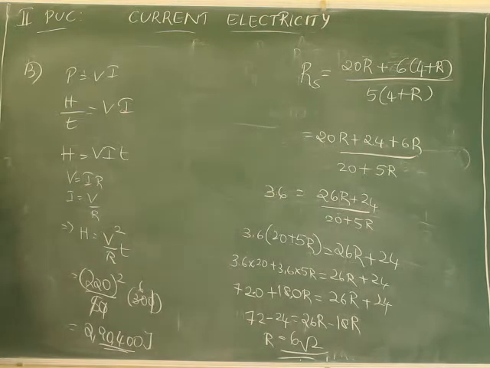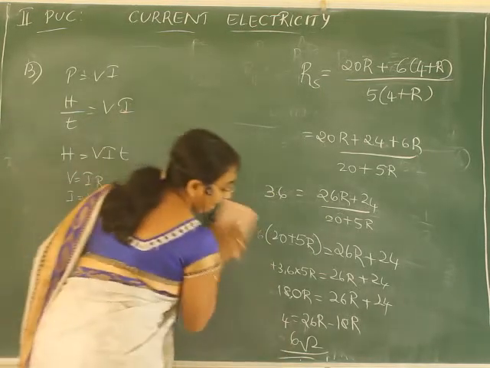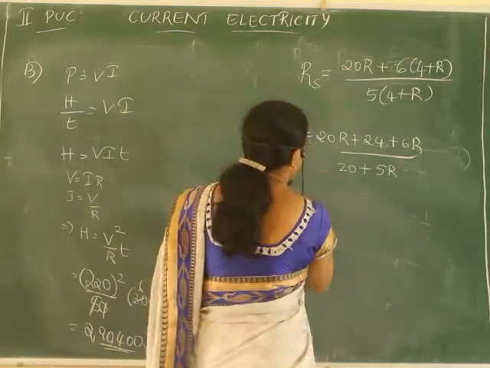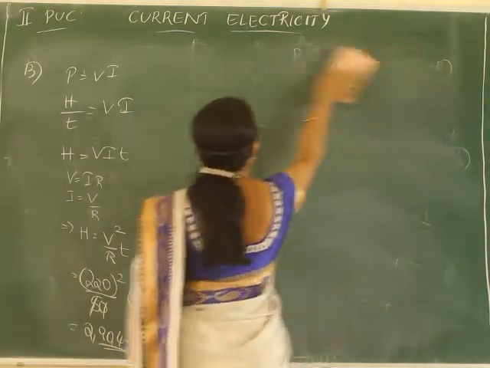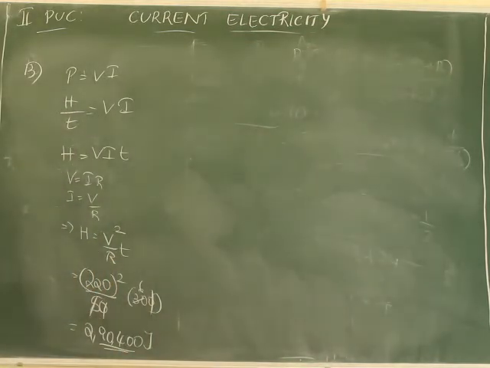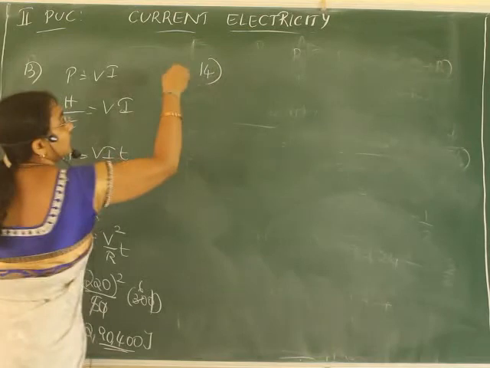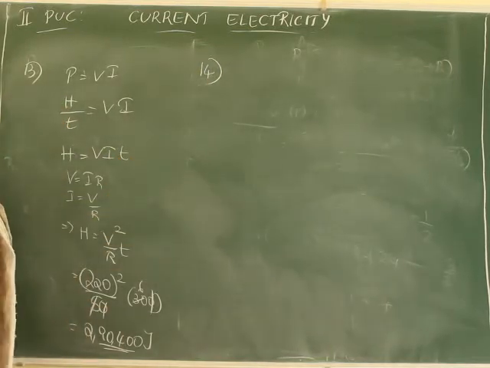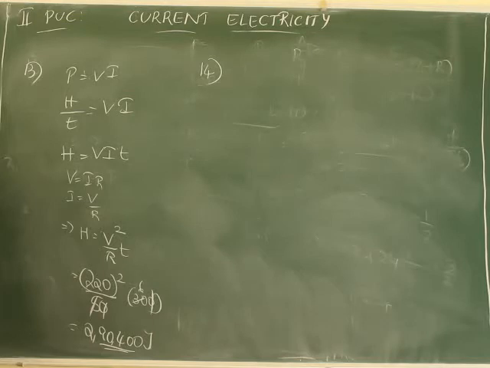Question number 14. 220 volts, 1000 watt bulb. Correct? Okay, 1000 watt bulb is connected across a 110 volts main supply. Okay.